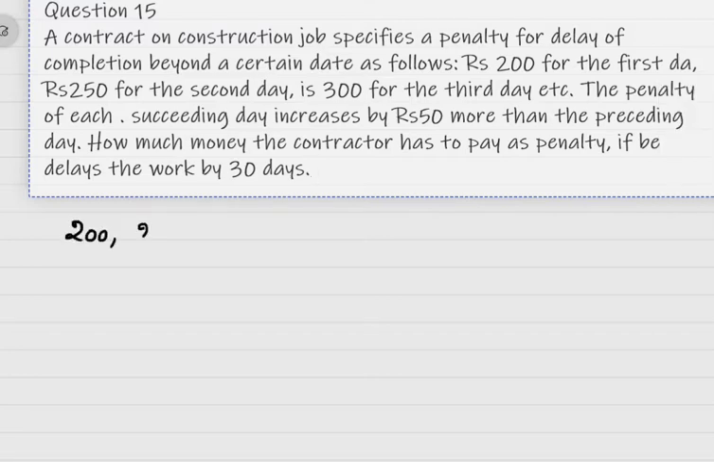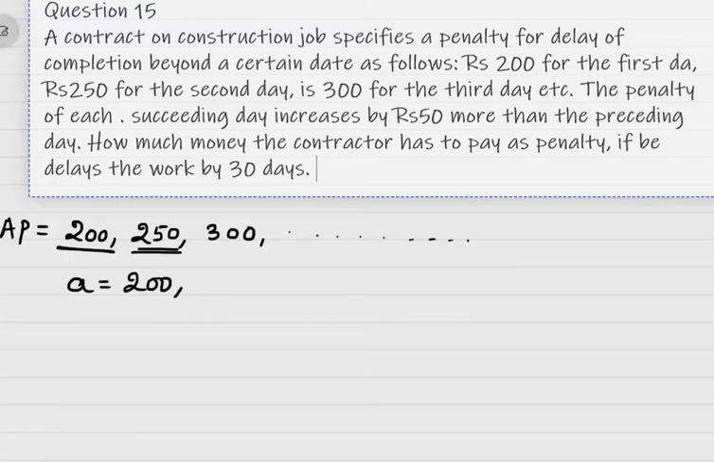For the second day, the penalty is rupees 250. For the third day, the penalty is rupees 300. Now, so on and so forth, it will be for 30, means the number of terms will be 30. See, this is coming into an AP where your first term A is 200, second term A plus D is 250. That means your first term is 200 and D is rupees 50, the common difference, and the last term L is equal to how much? You have to find out, and the number of terms N is given to be as how much?